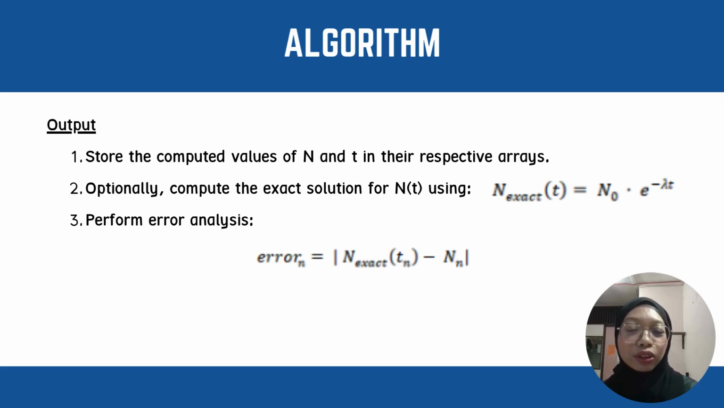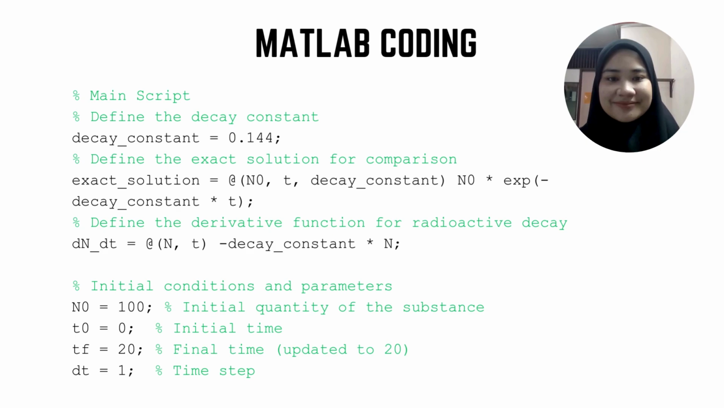Optionally, compute the exact solution for n(t) by using this formula, exact n(t) equals n naught times exponent to the power of negative lambda times time. Lastly, perform the error analysis by using the error formula.